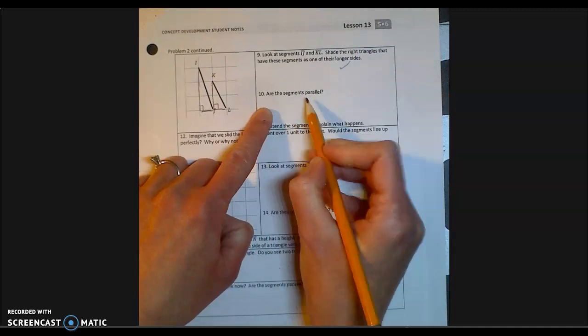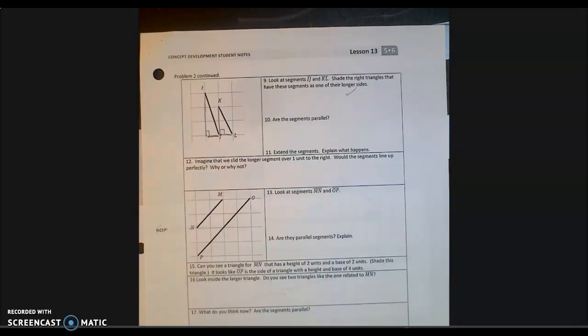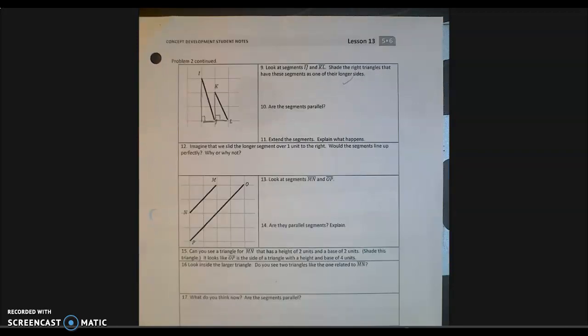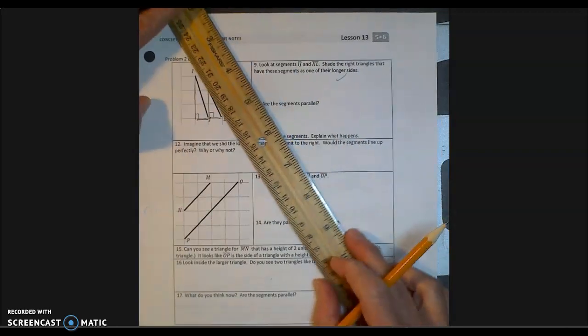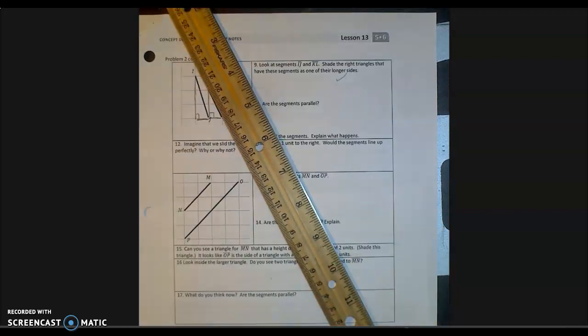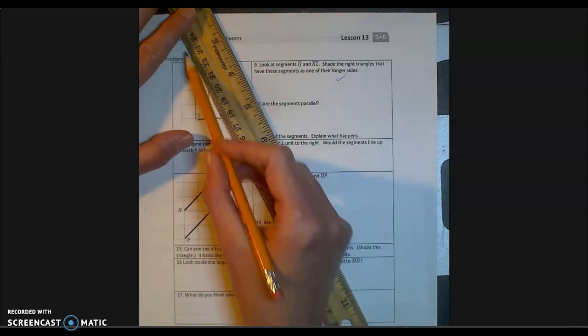Done. Are these segments parallel? What do you think, Mrs. Delahunt? Well, I think if I were to take my straight edge and lay it on KL, I could see that KL will eventually run into line IJ. So no, I do not think they are parallel. Excellent. Good idea laying the straight edge down, because yes, that one will eventually intersect.